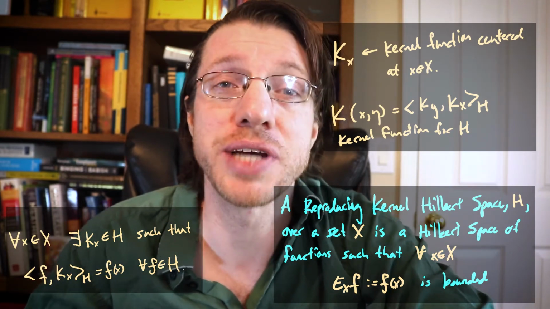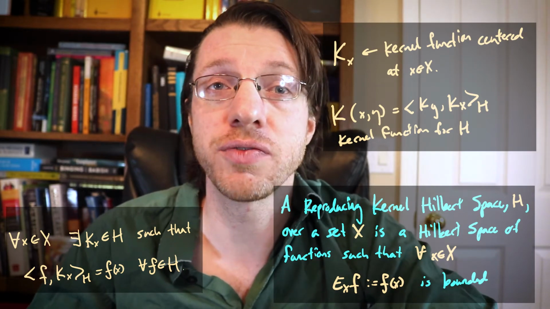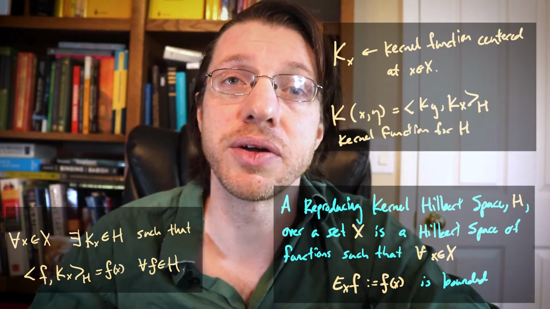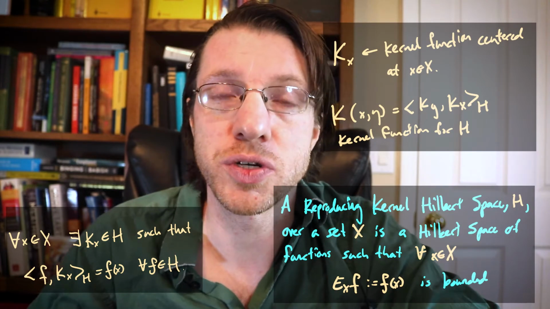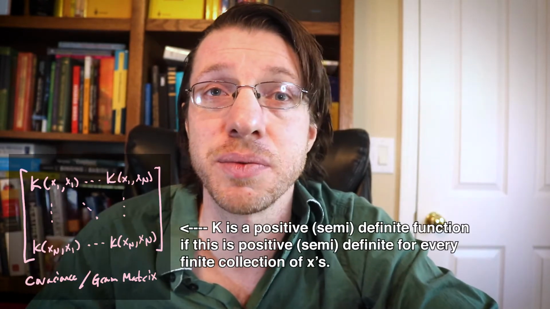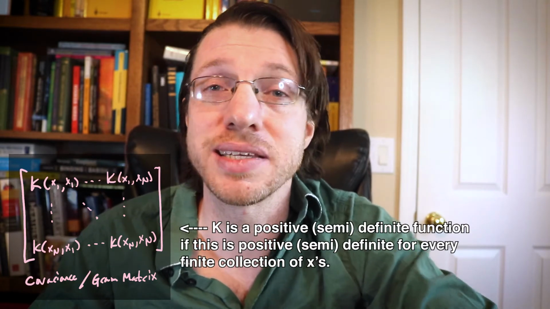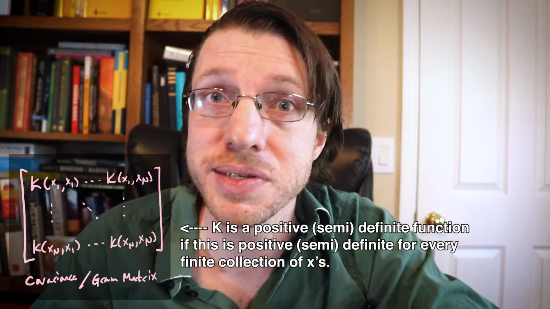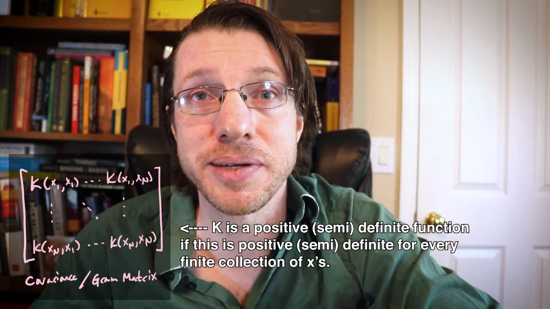And there's something called the Moore-Aronszajn theorem that says anytime you have a positive definite kernel, there exists a unique Hilbert space corresponding to that. What does it mean to be a positive definite kernel? Well, it means that if you take a finite collection of points in your set X and you make this Gram matrix, like we did with all of our covariances, then that should be positive semi-definite.